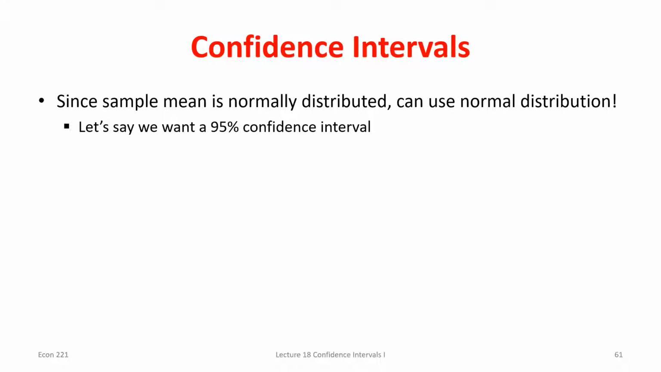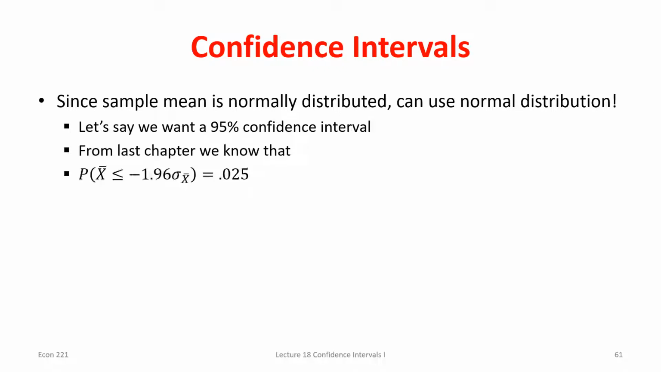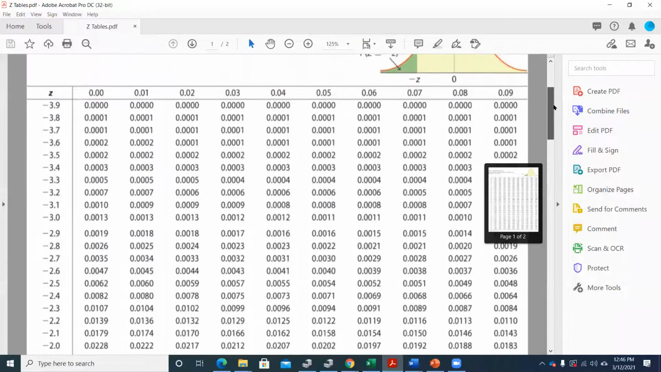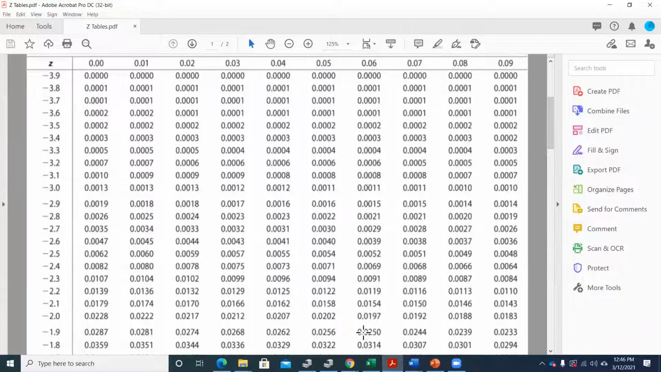So let's say I want to say something with 95% confidence. Well, if I go back to my original normal distribution, if I go 1.96 standard deviations below the mean, I know the probability I see something 1.96 standard deviations below the mean is always going to be 0.025. Because if I'm 1.96 standard deviations below the mean, that also means I have a z-score of negative 1.96, which if I look that up in the table, negative 1.96, 0.025 is always the area to the left of that. Okay?